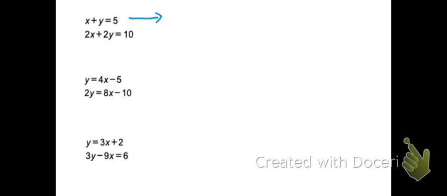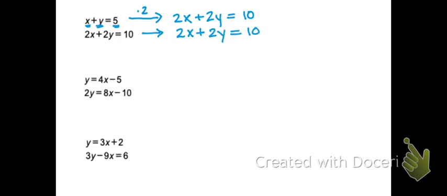If you multiply that entire first equation by 2, so if we multiply x by 2, we get 2x. Multiply y by 2, we get plus 2y equals 10. Notice it is the same as the second equation. That's why there's an infinite number of solutions to this system of equations.